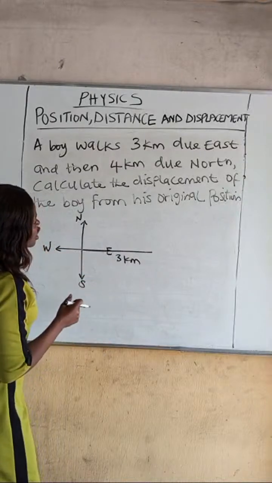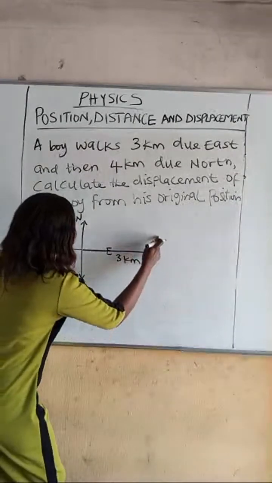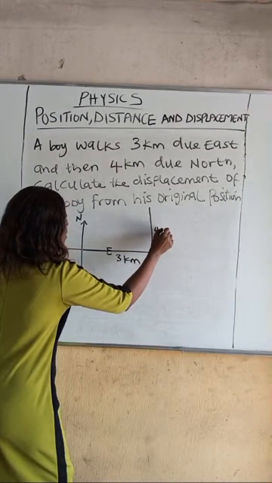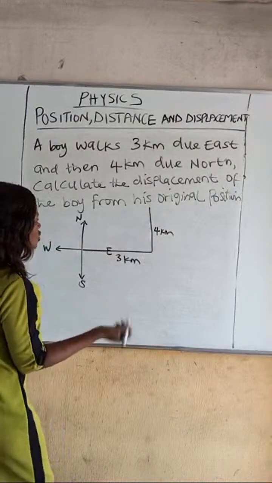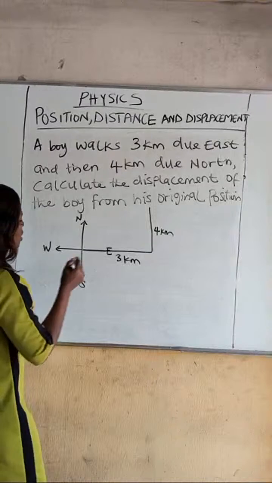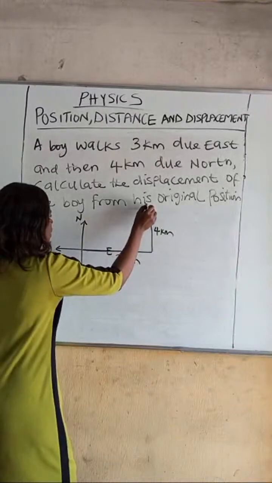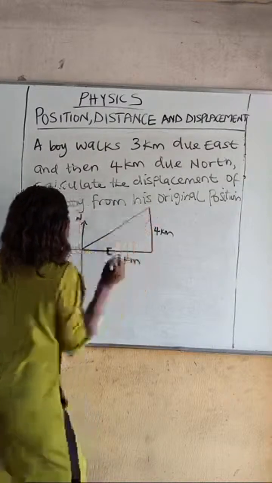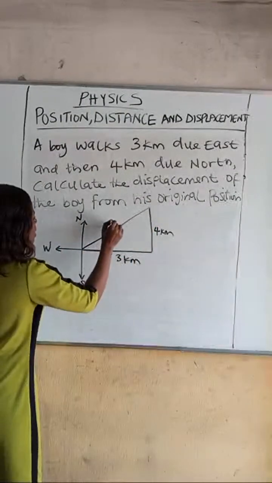And then 4 kilometers due north. North is going up, so I'll go up. I will say 4 kilometers due north. What is the displacement of the boy from its original position? Then I will just have to join this place to the origin. That becomes the displacement of the boy, and this is what?